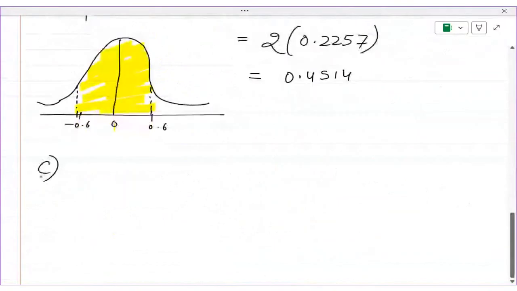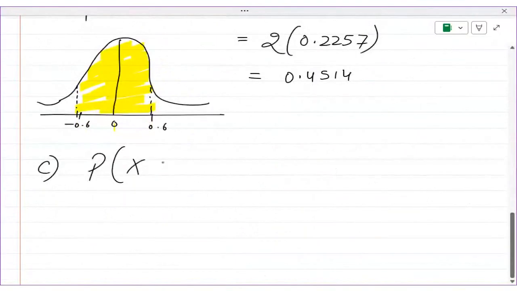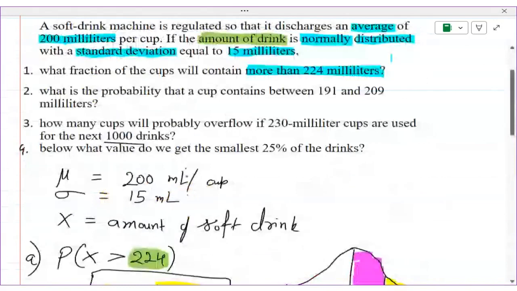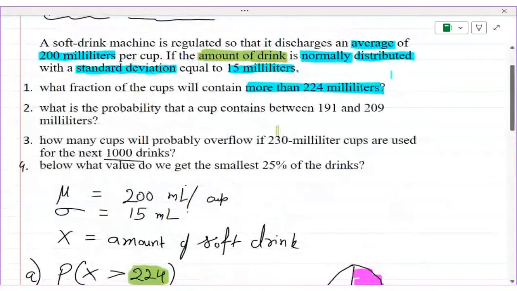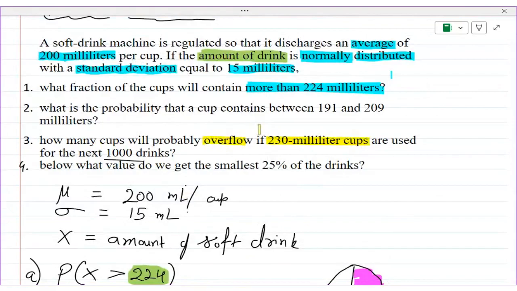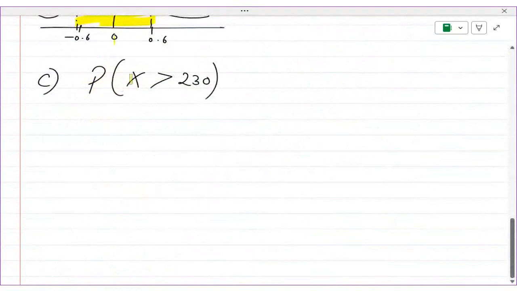So in the C part, first we'll find what are the chances that the amount of soft drink is more than 230 milliliters. The cup will overflow if the amount of soft drink is more than 230 milliliters. They have told that 230 milliliter cups are used, and they are asking how many cups will overflow. So first you find the chance that in a particular cup the soft drink is more than 230 milliliters. So we are finding the chance that X is more than 230.